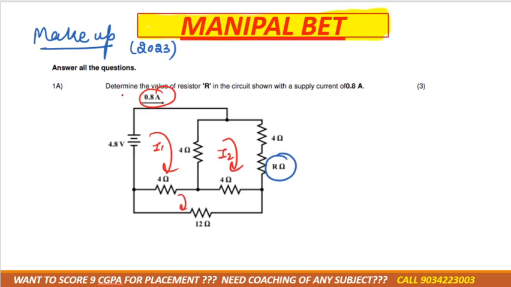Oh, sorry. This is a simple question. R and we have taken current. So can we take three mesh, three variable and three equation? Yes or no?